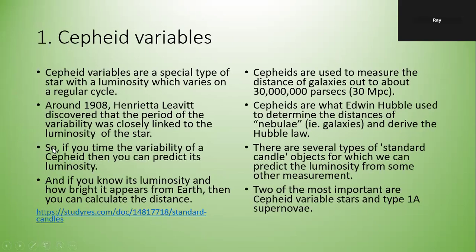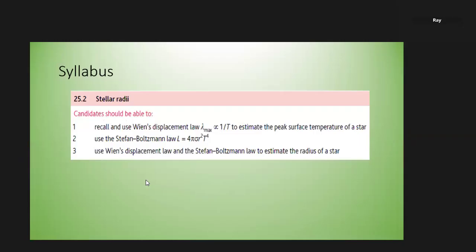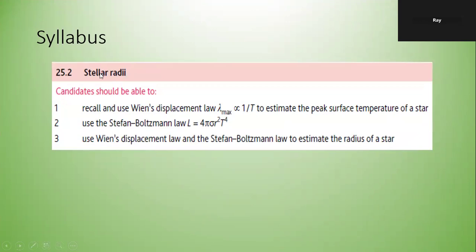Okay, we go to stellar radius. Right? Stellar radii, that's the syllabus. Right? We call that formula. No need to know the constant. Right? We got 10 more minutes. Stefan-Boltzmann's law. Using Wien's law and Stefan-Boltzmann to estimate the radii of the star.